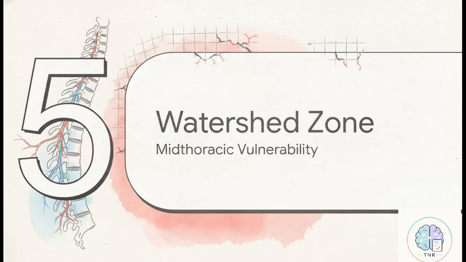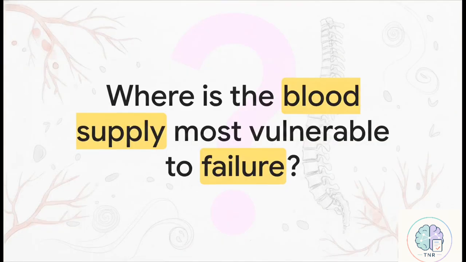Moving on to Section 5, the mid-thoracic watershed zone. So, let me ask you a question. Based on the exact spacing of the radicular feeders we just mapped out, where do you think the entire system is most likely to collapse if a patient has a massive drop in systemic blood pressure? Take a second and think about the grid we just drew.